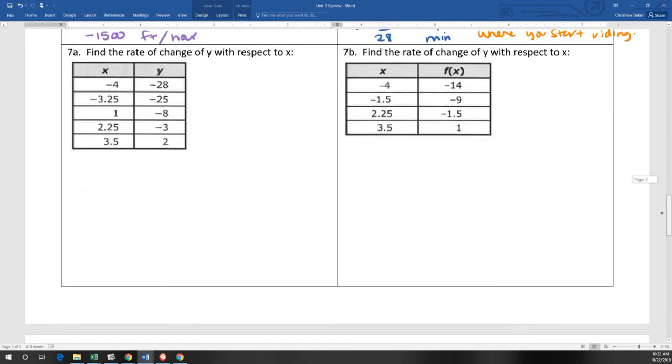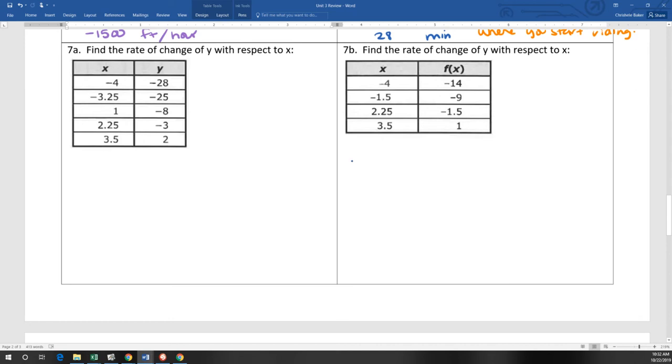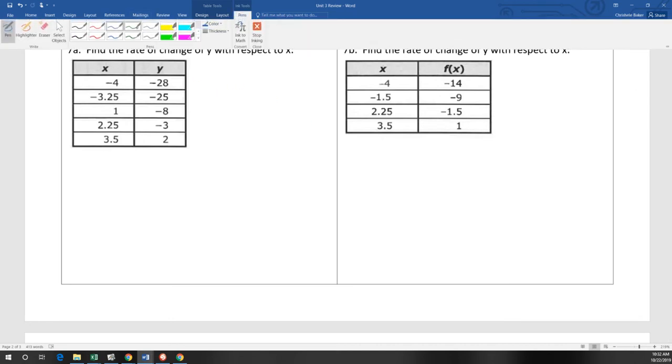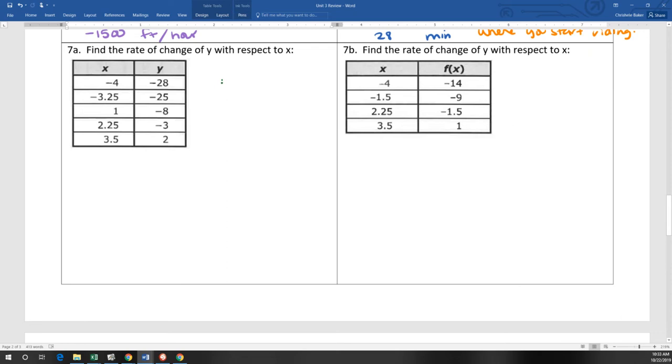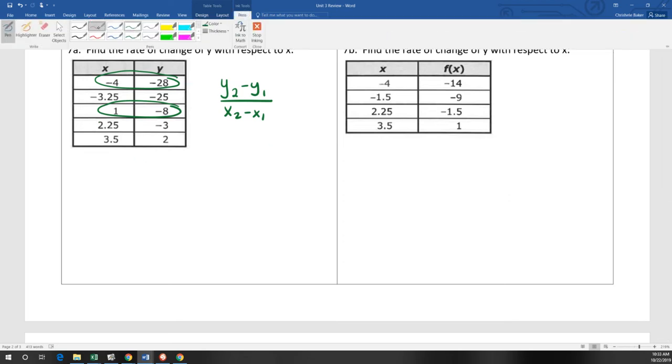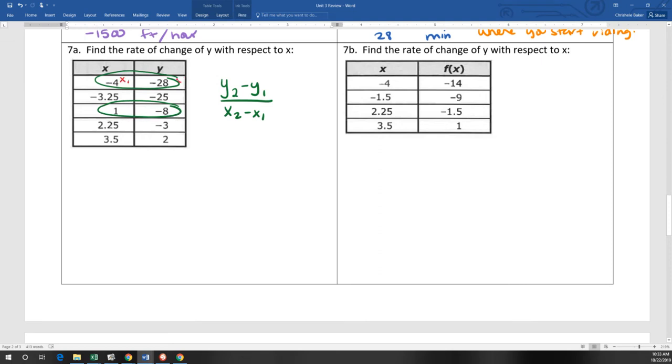All right. Find the rate of change of y with respect to x. So we're finding our slope, we're finding our rate of change. We're going to use our formula, y2 minus y1 divided by x2 minus x1. Now I can pick any 2 points to use. So I'm going to pick some easy ones here. I'm going to pick these ones. And I'm going to avoid my decimals, but I'm going to show you we'll get the same answer if I use my decimals. Okay, so let's call this point x1, y1, x2, y2.